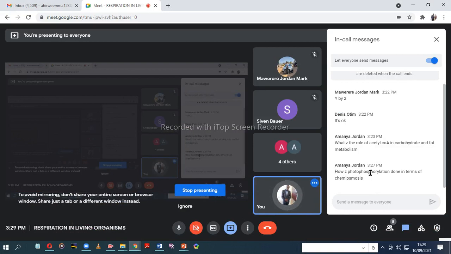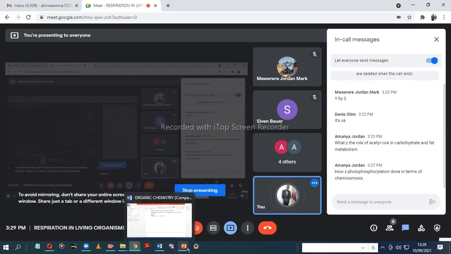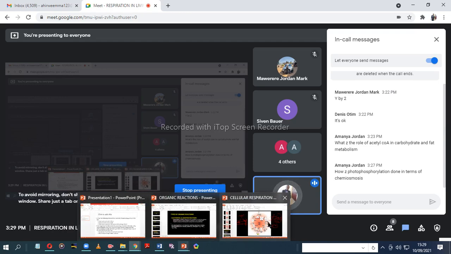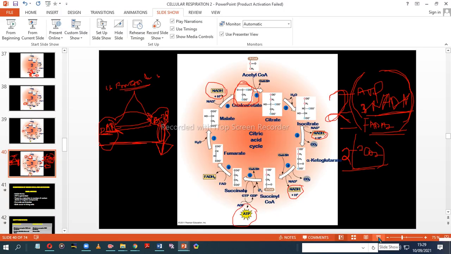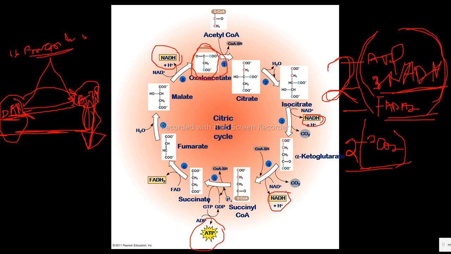How is phosphorylation done in terms of chemiosmosis? We are going to reach the electron transport system. We shall talk about chemiosmosis, okay? We shall talk about that chemiosmosis, and I will show you how it is done. But that was a pretty good question. That was a good question.